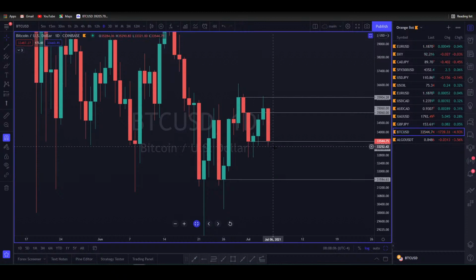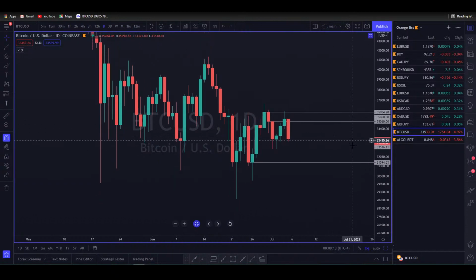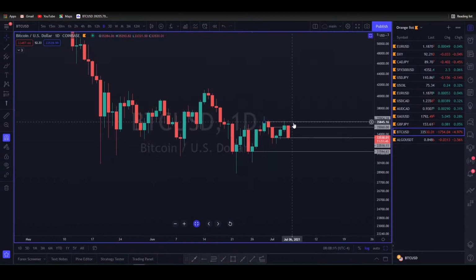Is it possible that Bitcoin closes below this level, maybe tests this stuff for support and goes back higher? It's possible. The thing with Bitcoin right now, guys, is it's trading in a range, sideways to down.